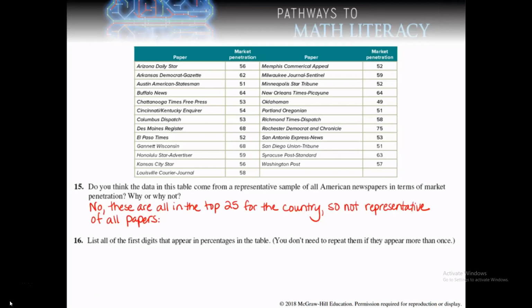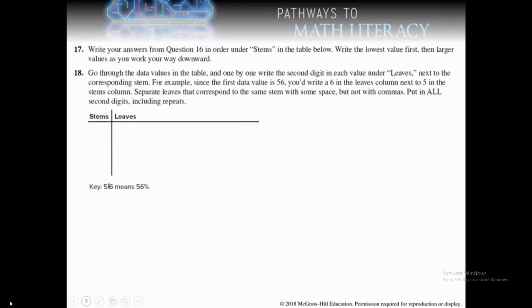In 16, thinking forward to our stem and leaf plot, let's list all of the first digits. Well, it looks like we have things in the 50s, 60s, and then there's that 49, and then that 75. So we have 4, 5, 6, and 7. So in 17, they have us go ahead and write those stems in the stem and leaf plot that is in 18. So we'll go down there and write 4, 5, 6, and 7 under the stems.